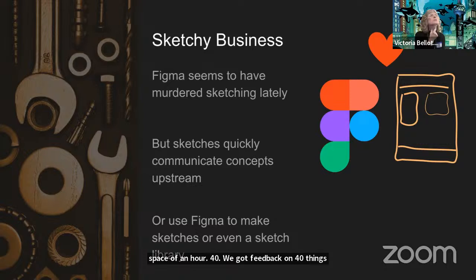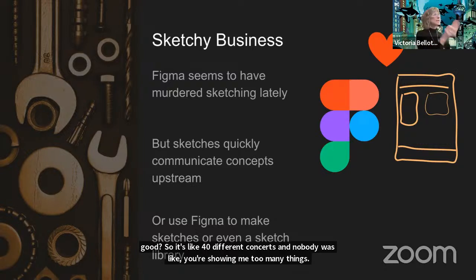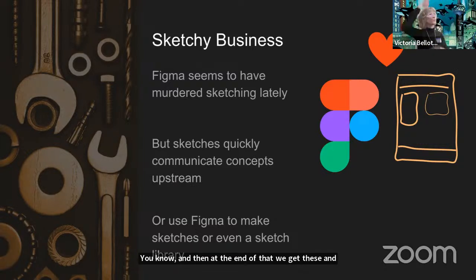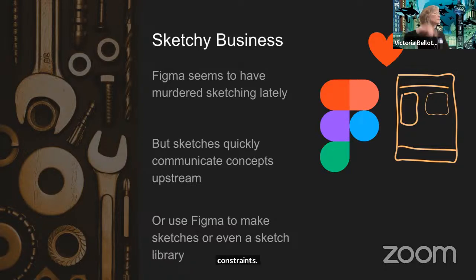What do you think of that? Is it good or is it not so good? So there's 40 different concepts. And nobody was like, you're showing me too many things, you know. And then at the end of that, we can just take them and put them in a frame that has constraints vertically and just drag them up and down. And then they can prioritize them really, really quickly. Beautiful. Works like a charm.